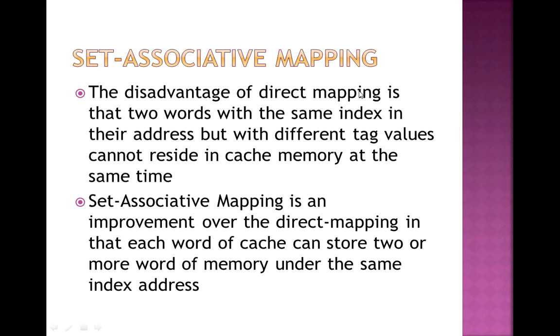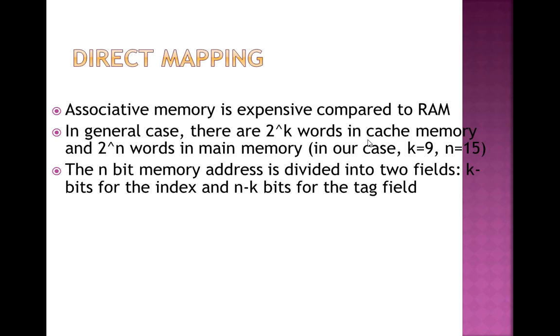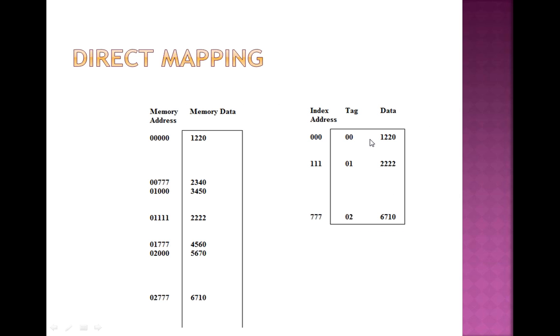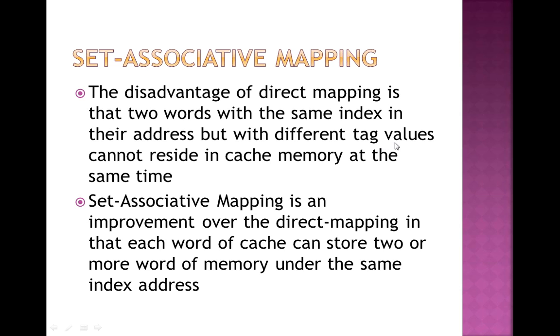The disadvantage of using direct mapping is, first of all, that it is very expensive as compared to the RAM. Next, two words with the same index in their address but with different tag values cannot reside in the cache memory at the same time. Why can they not reside in the cache memory? Due to duplication, due to redundancy. So no two words with the same index can reside in the cache memory to store the values.